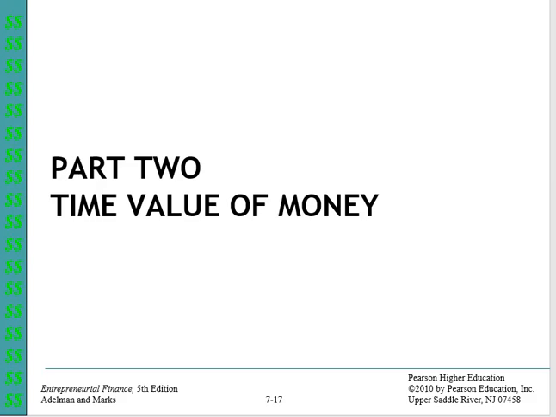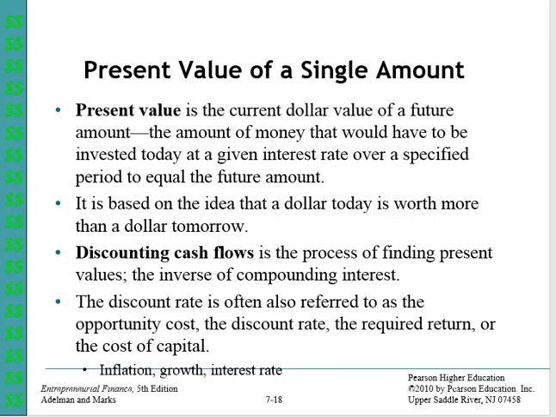So let's continue with our discussion about the time value of money. In this case, we're going to work backwards. We're going to assume we're going to get some money in the future, and we'd like to know what that money will buy us in today's currency. So the present value is the current dollar value of a future amount.